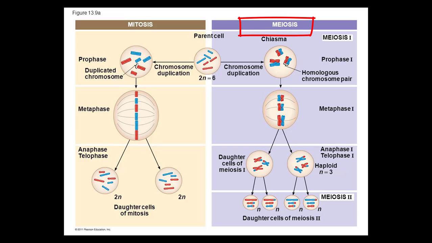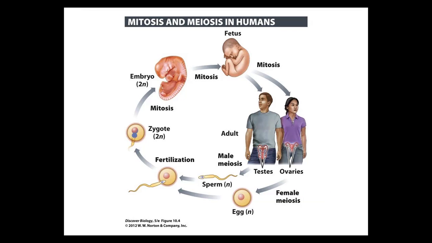Meiosis occurs only in reproductive cells. During meiosis, a diploid cell divides two times, and finally there will be four haploid cells. We symbolize it just with one N. The two divisions are meiosis I and meiosis II. By meiosis, sperm and egg are produced.